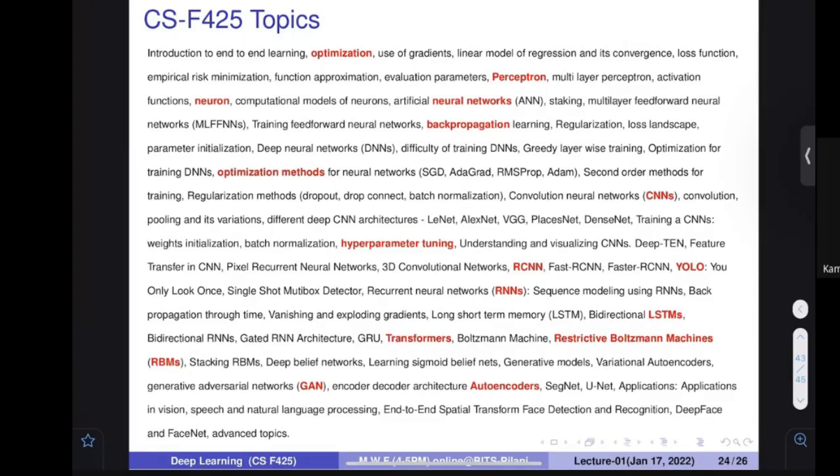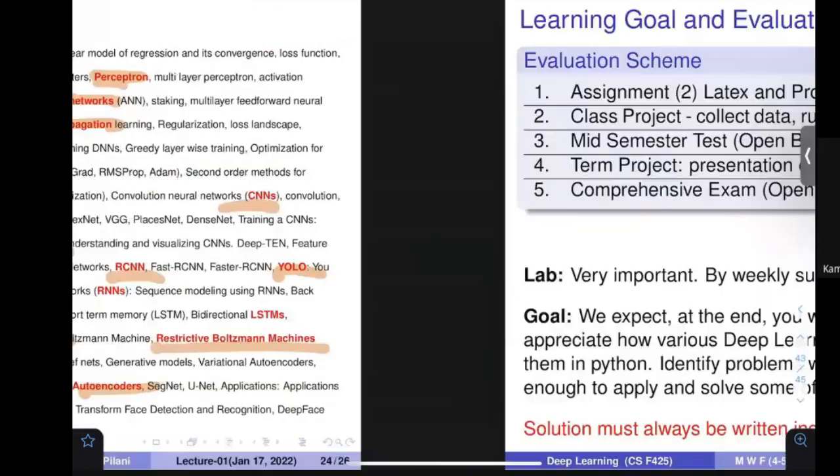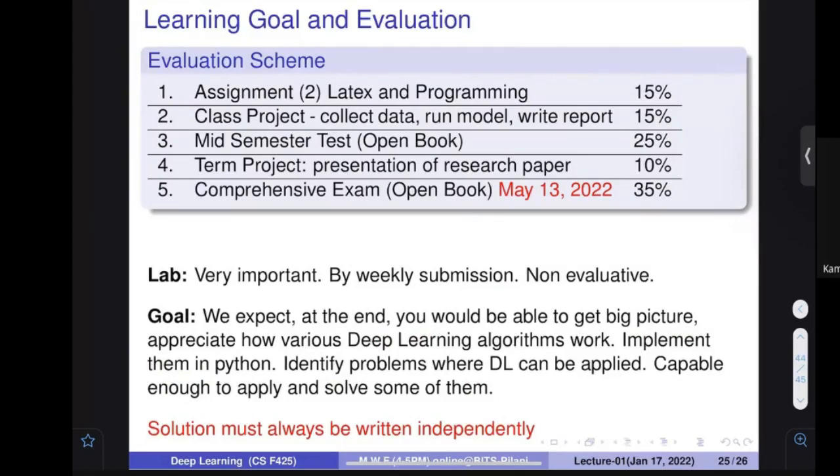A lot of things have been done in this area, and in our course we are going to see multiple of them. For example, we are going to see neural networks, perceptron, backpropagation, optimization, hyperparameter tuning, RNN, transformers, GANs, RBM, autoencoders, LSTM, YOLO, multiple things in this particular domain. All the latest things we are going to cover in as full detail as is possible for us.